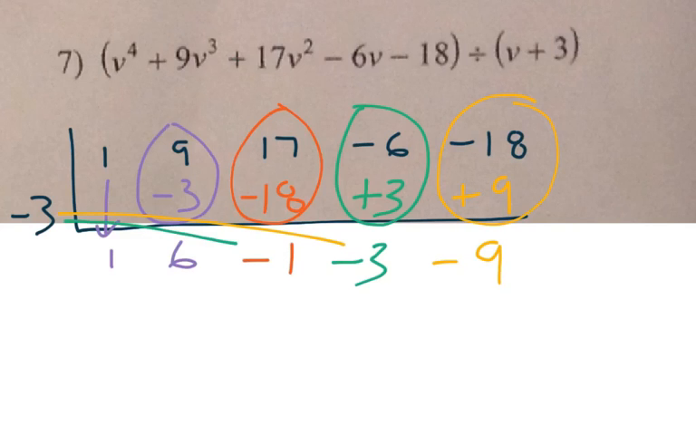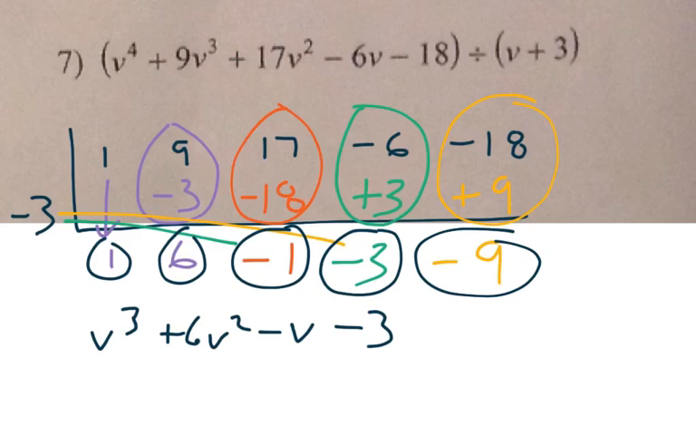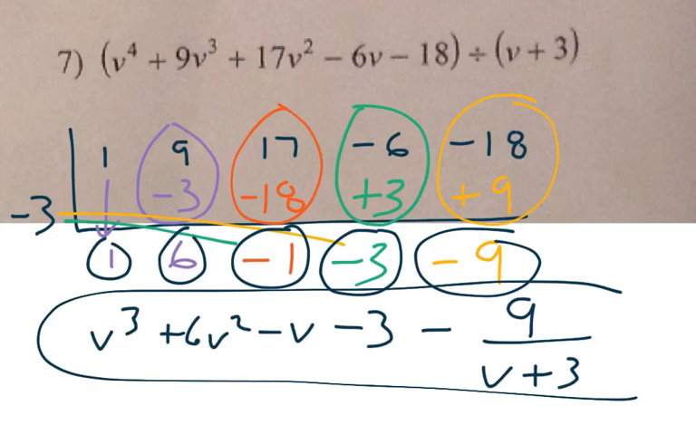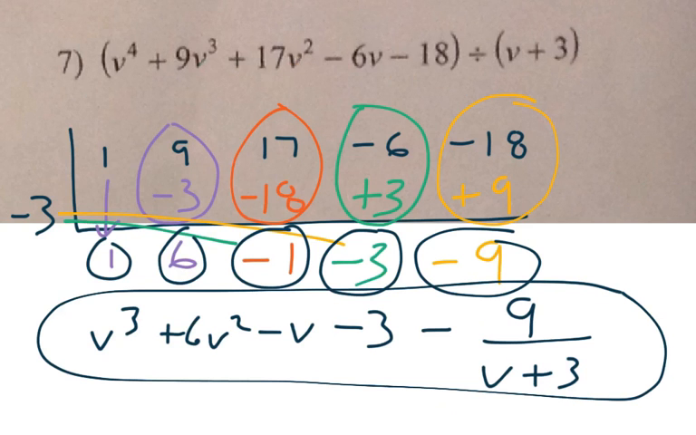So if I did my math correctly, this right here is a 1v cubed. That right there means 6v squared. That right there means minus v. That right there means a minus 3. And that right there means my remainder is minus 9 over v plus 3. And let's check. v cubed plus 6v squared minus v minus 3 minus 9 over v plus 3.